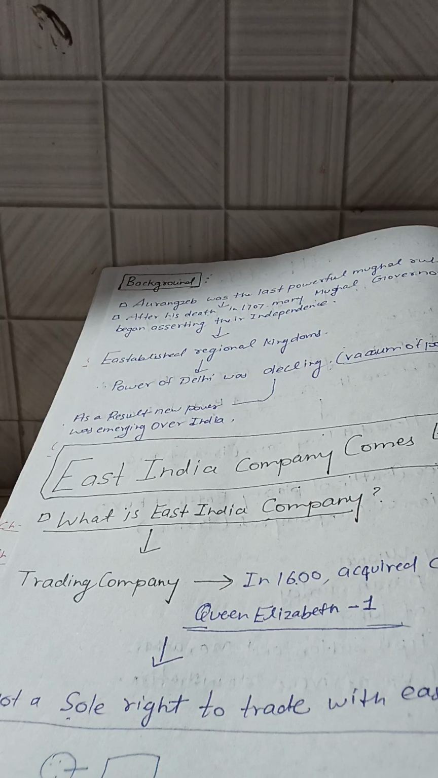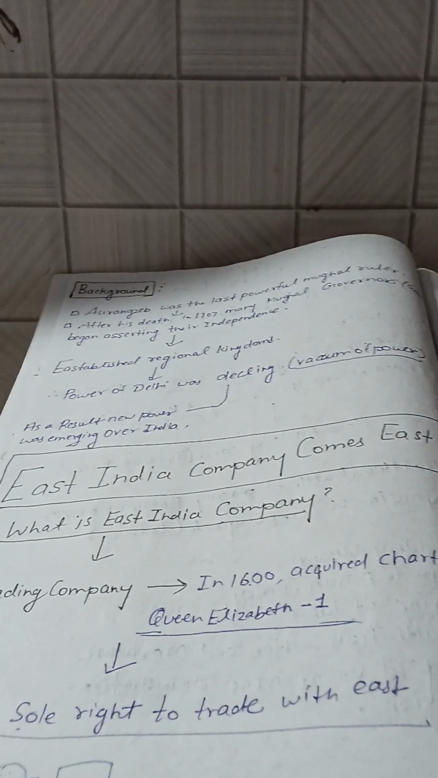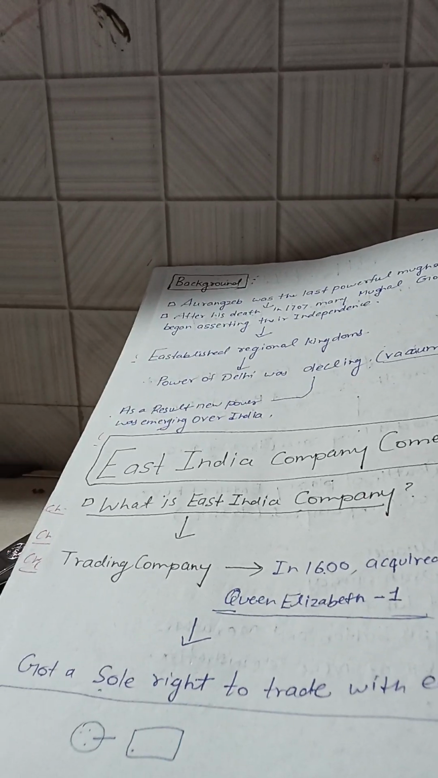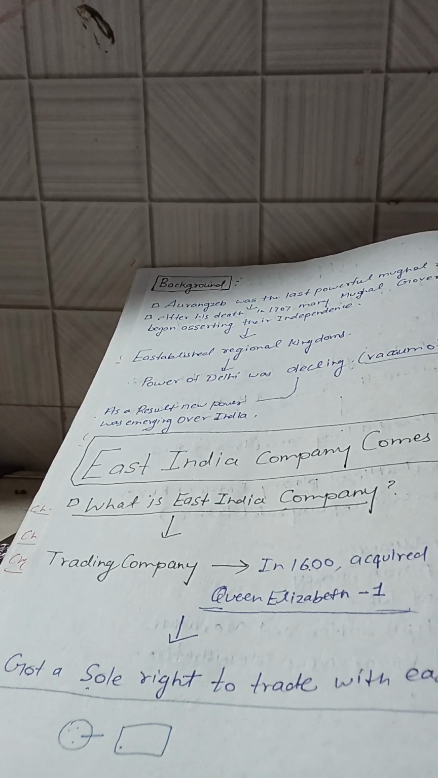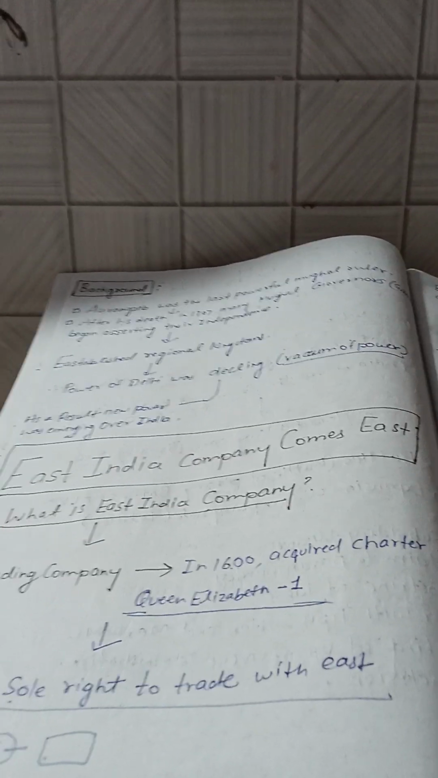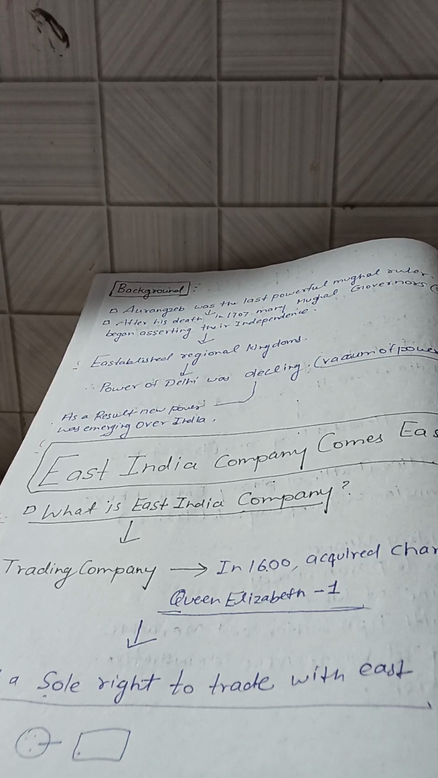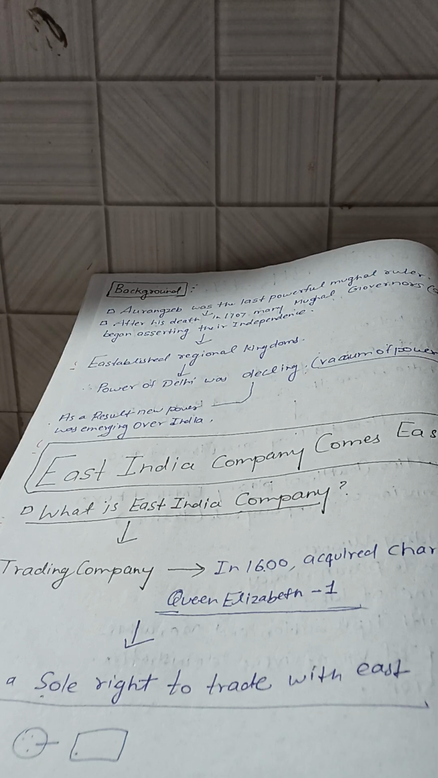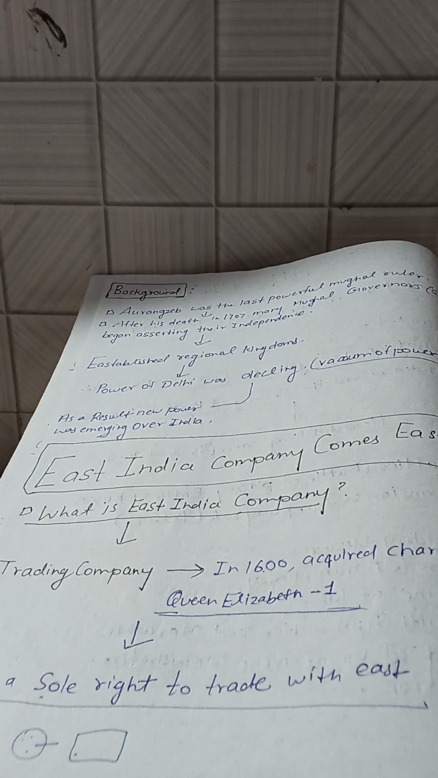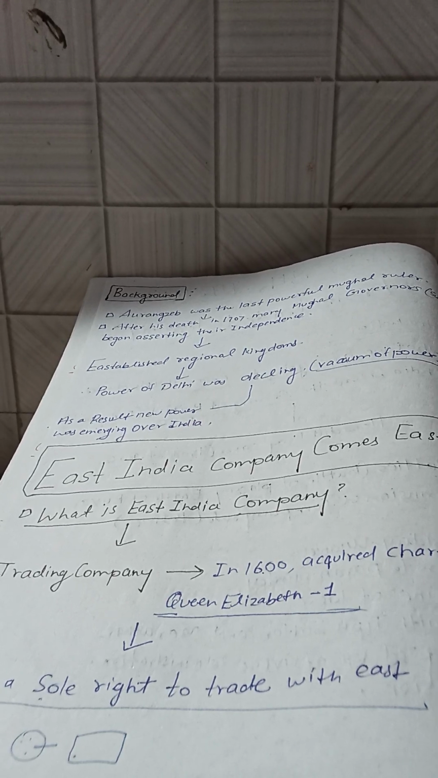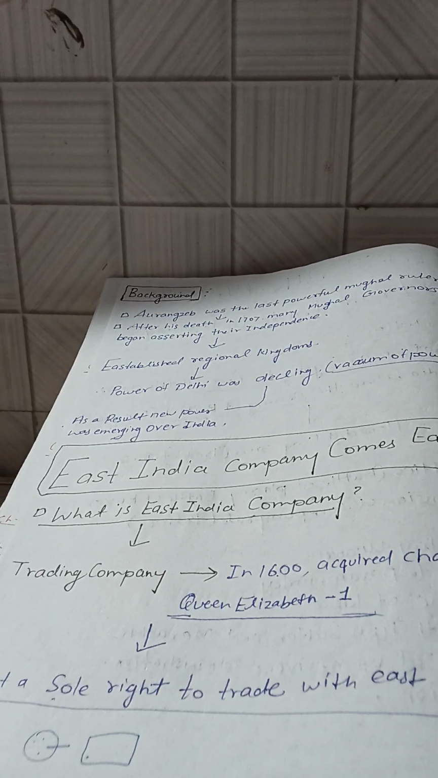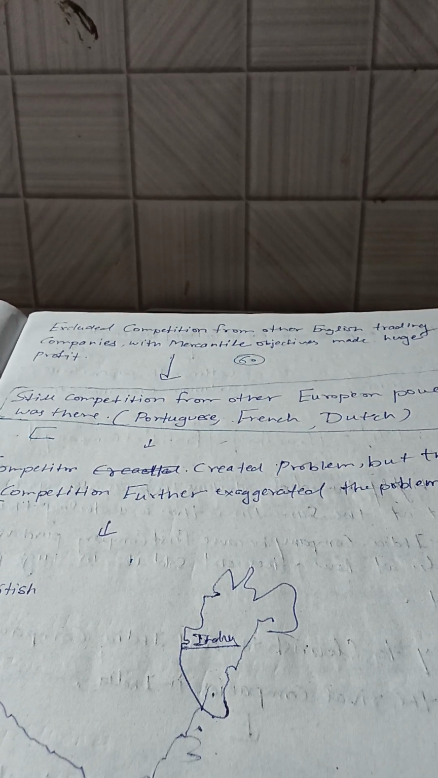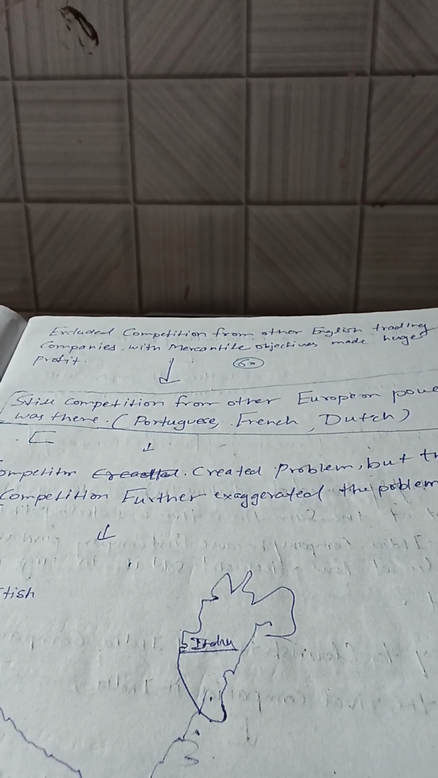In the year 1600, the East India Company acquired the charter from Queen Elizabeth the First, right? What do you mean by sole rights? It got the sole right to trade with the East. That means the company got the individual right that no one would compete with it, excluding competition from other English trading companies, with the mercantile objective of making huge profit.